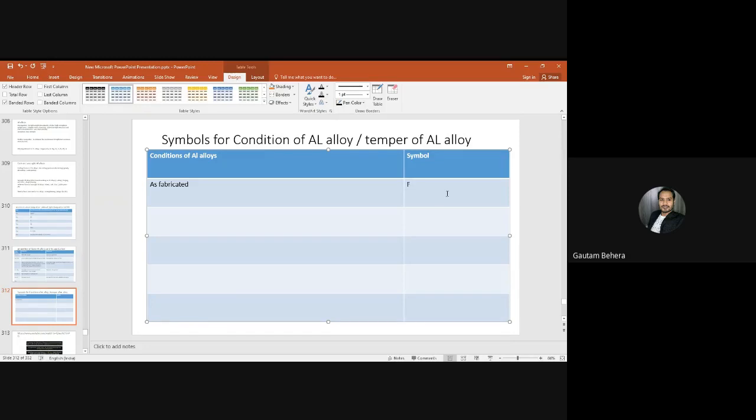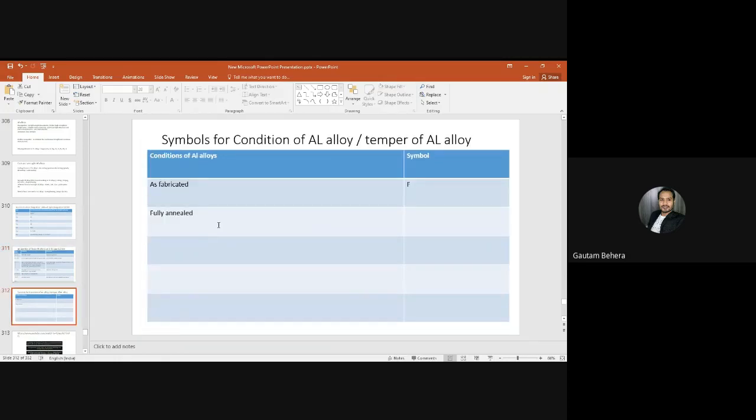Then you can go and ask, I want F aluminum alloys. That means you understand as fabricated, maybe cold rolled or hot rolled. You can also tell them I want cold rolled one or hot rolled one as fabricated. Fine. Next, suppose you want an aluminum alloy which is fully annealed. Fully annealed condition means annealing heat treatment has already been done, so that it is very ductile. It is denoted by O. This is F and this is O.